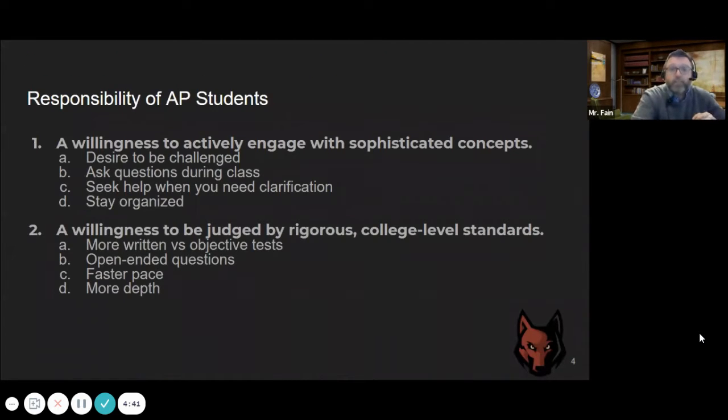So thinking about it as a student, if I pick the ones that I think I'm going to be the best at or the ones that I like the most, what do I need to do once I'm in there? You'll see the word willingness a lot. One thing a teacher looks for in an AP student is they want to be in the class. So you want to be willing to engage with things that are difficult.